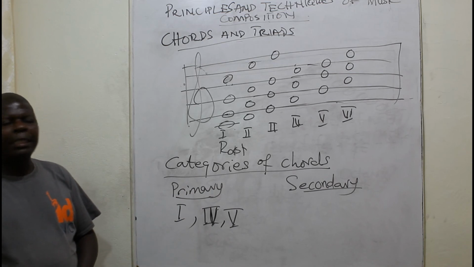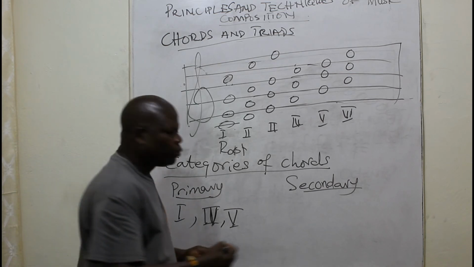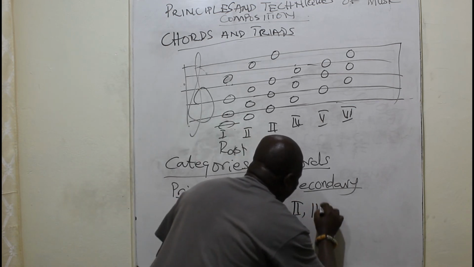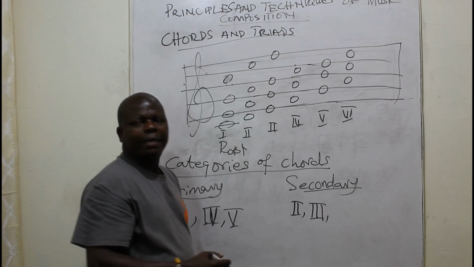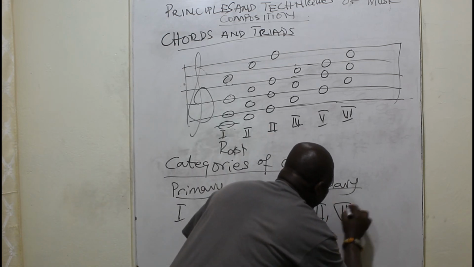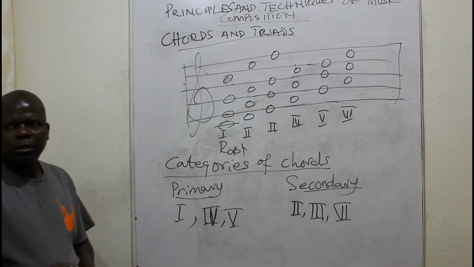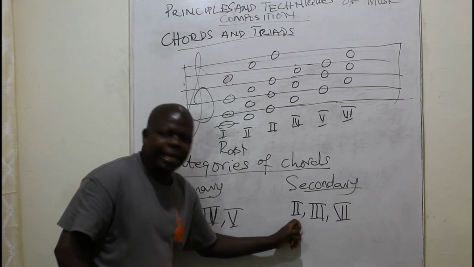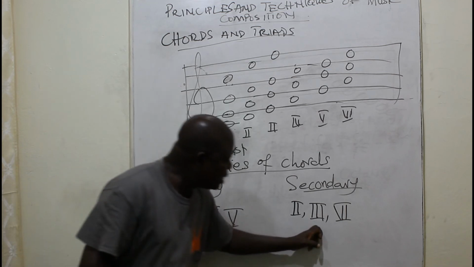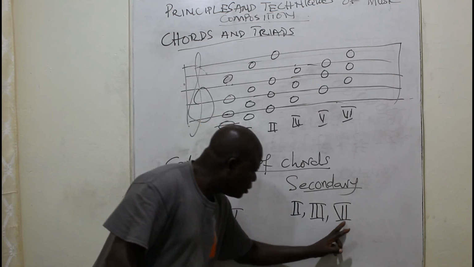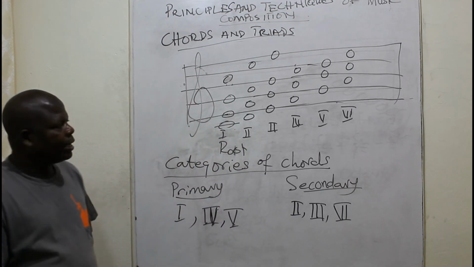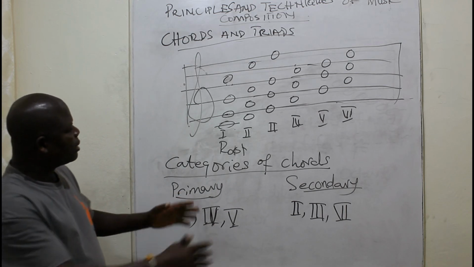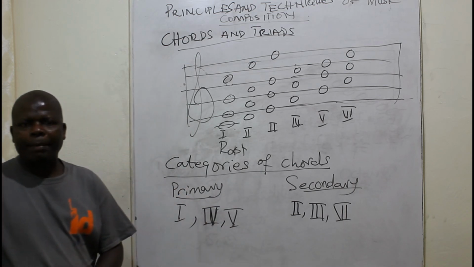And then the secondary chords are chord 2, chord 3, and chord 6. These are the secondary chords. We build them on the supertonic, which is re, then the mediant, mi, and then the submediant, which is also called la. So these are the groups, the categories, that we can talk about.